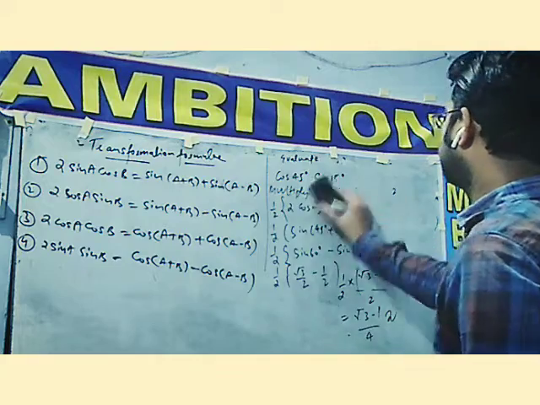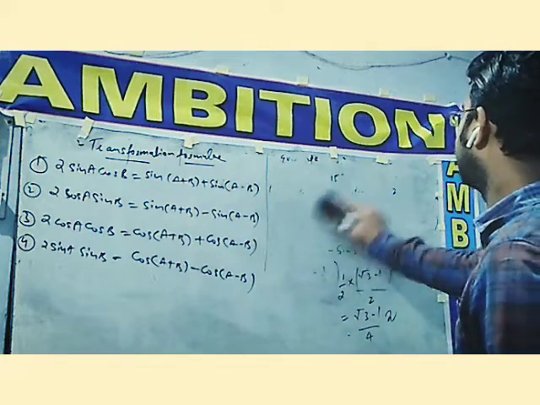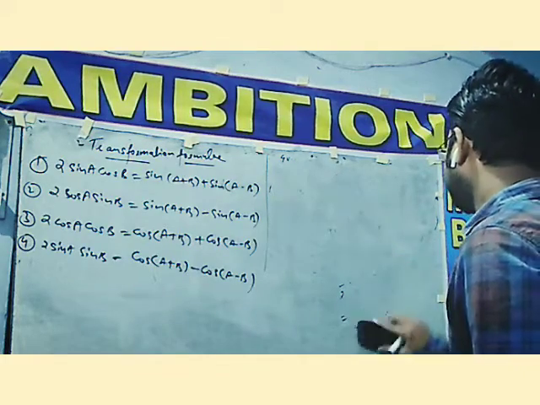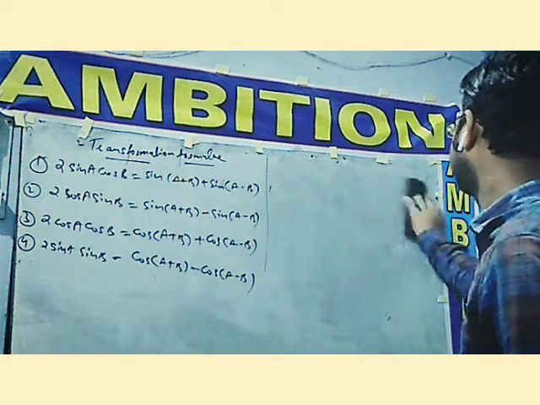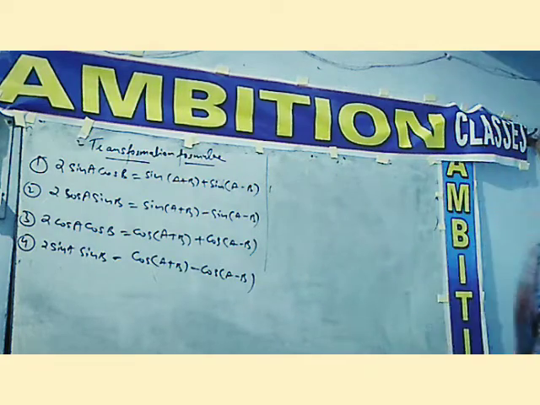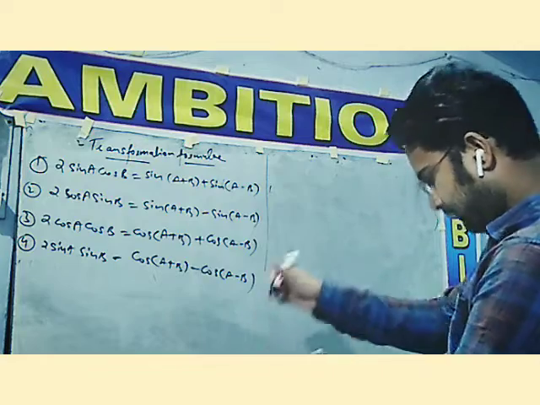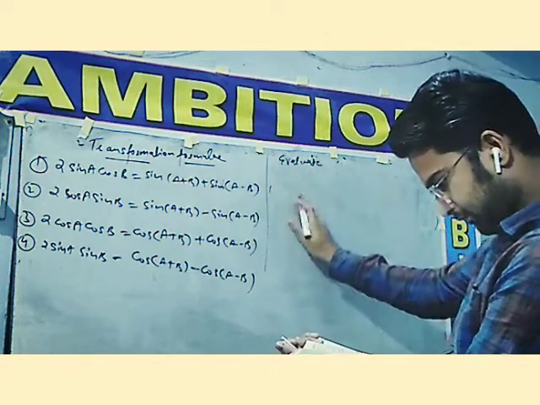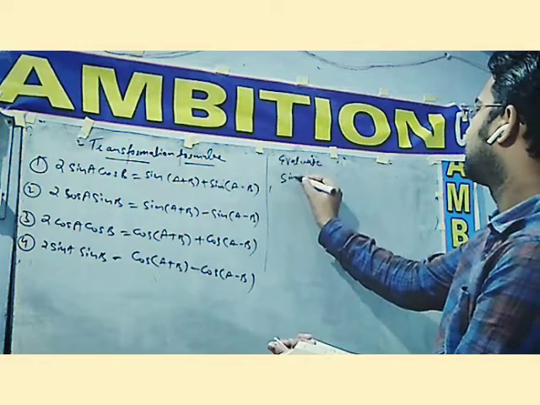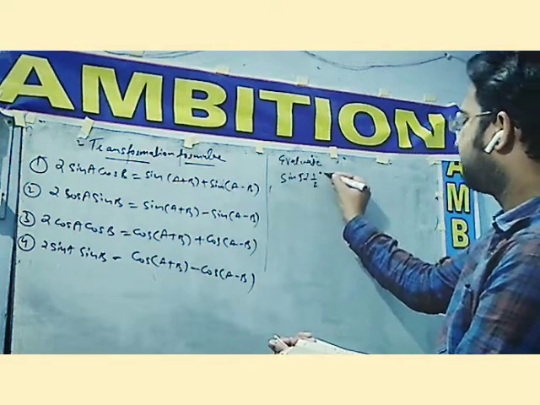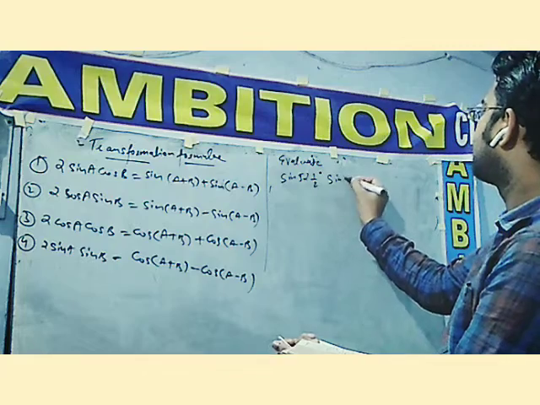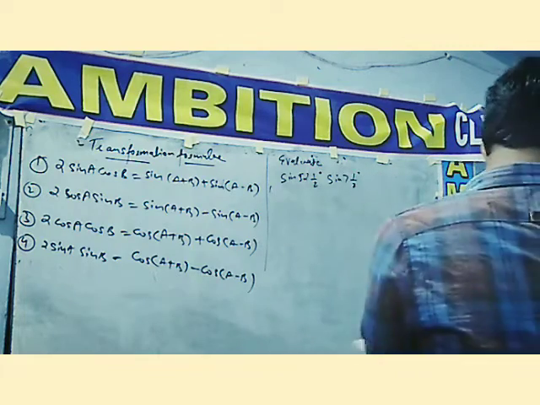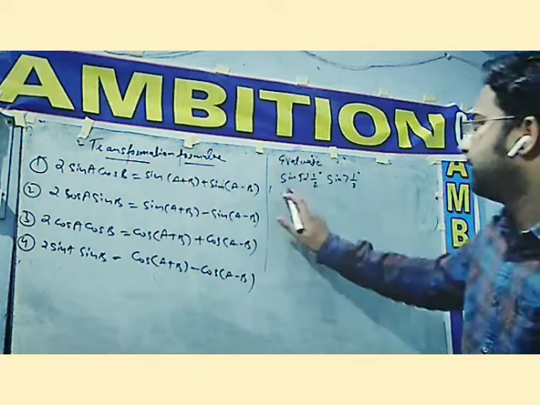Let's move on to the next question. We have another question. Let's discuss this question, students. Evaluate sine 52 and a half degree into sine 7.5 degree. So we have to solve this value.